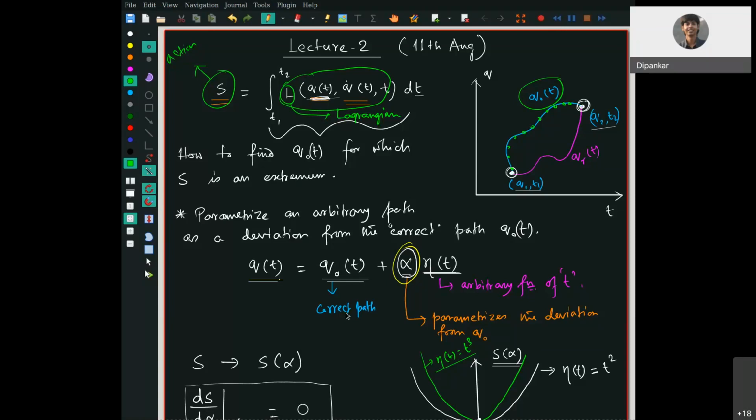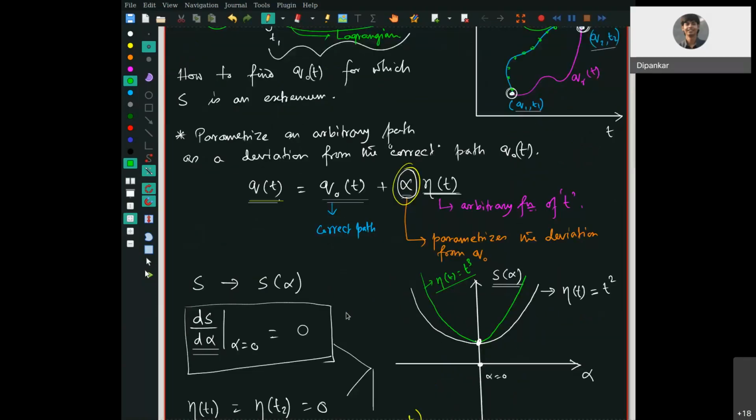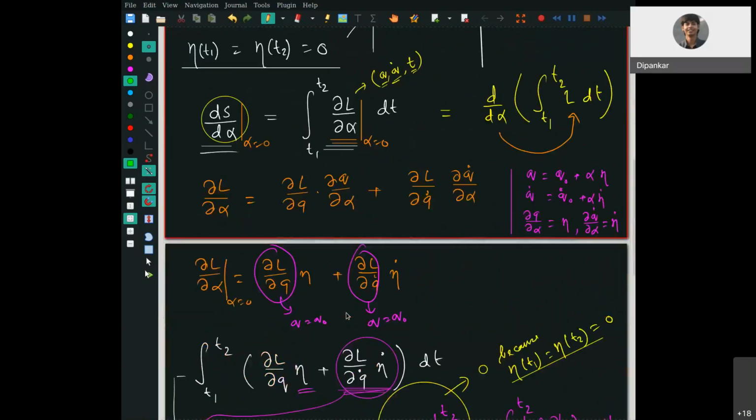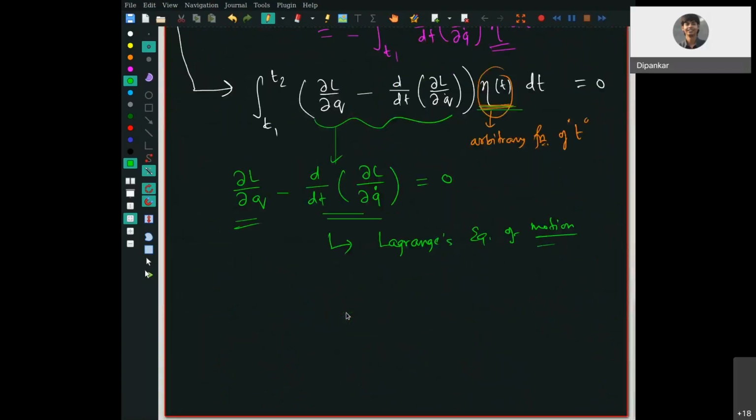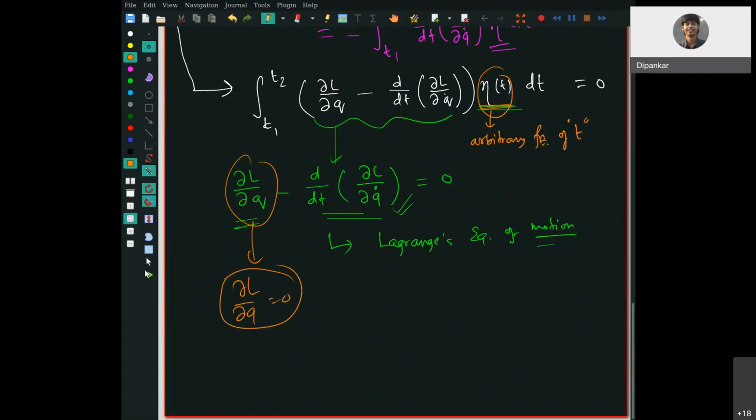Let me say that it should be a function of q dot. That much I can tell you, because to describe dynamics, it should be a function of q dot. If it is not a function of q dot, if it's just a function of q and t, then you can see that this term is zero. Then the Lagrange's equation reduces to just del L del q equals zero.